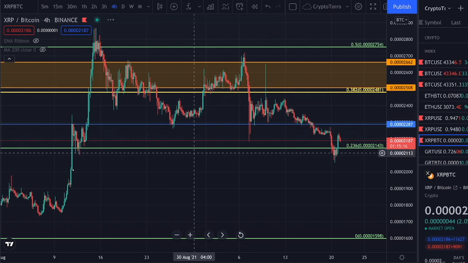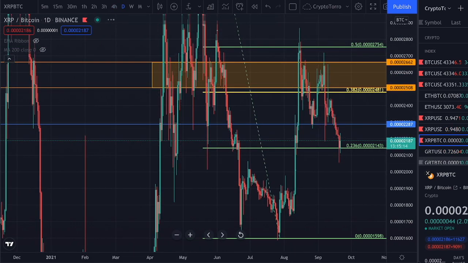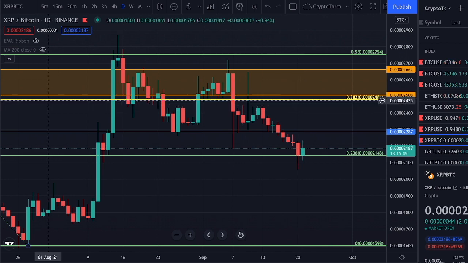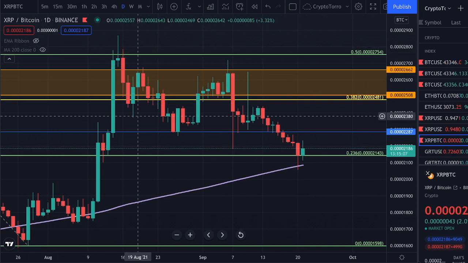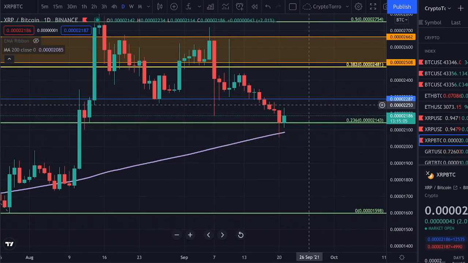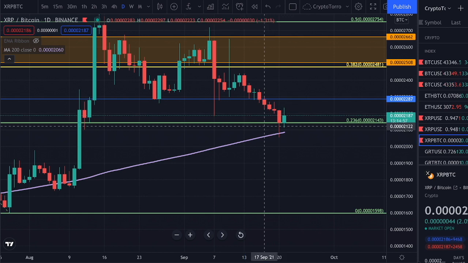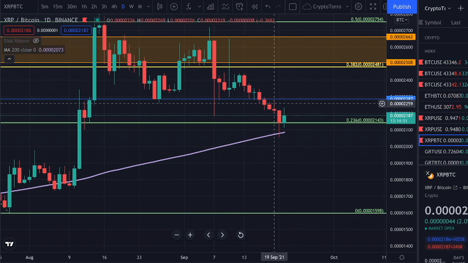On the 4 hourly time frame, you can clearly see, and on the daily time frame, we have seen a decline as well. And what I think is of utmost importance right now is to take a look at the moving average. What I see right over here is that the 200-day moving average is still serving as a level of support on the XRP compared to Bitcoin chart. So therefore, I think it is very likely that this uptrend is still in place.